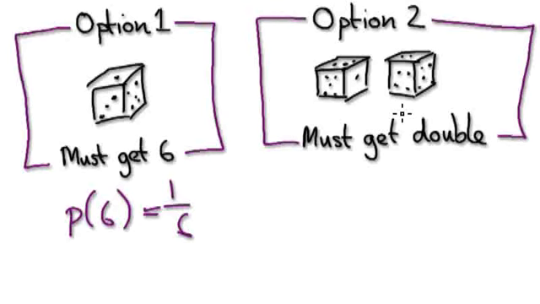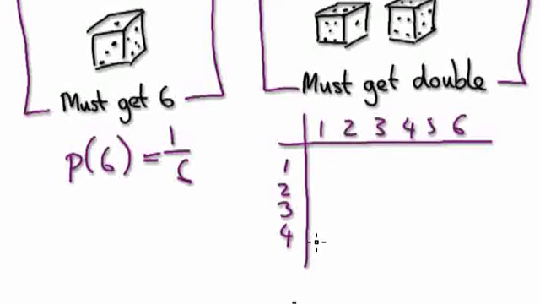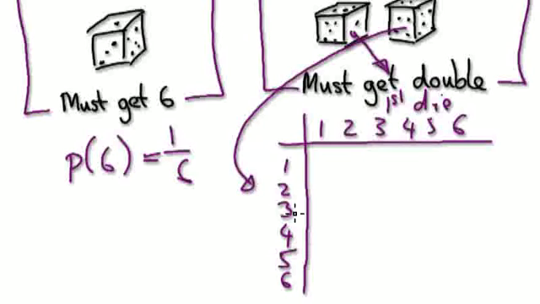Now look at option 2 here. Again, you want to find all the possible outcomes, and one way of doing that is to draw a table like what we've done in the past. So it's 1, 2, 3, 4, 5, 6, and then 1, 2, 3, 4, 5, 6. This could represent our first die here, and this here represents our second die.